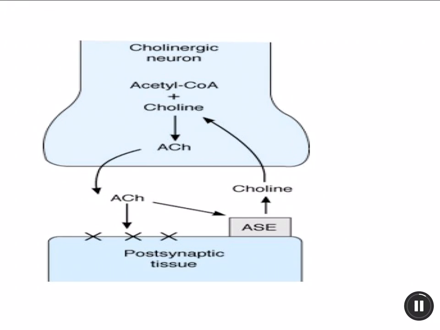As we show in this figure, a cholinergic neuron: acetylcholine is made from acetyl-CoA plus choline. The acetylcholine is released as the neurotransmitter by exocytosis to the receptor on the postsynaptic tissue, and then this enzyme, acetylcholinesterase, degrades it to choline and acetyl-CoA.